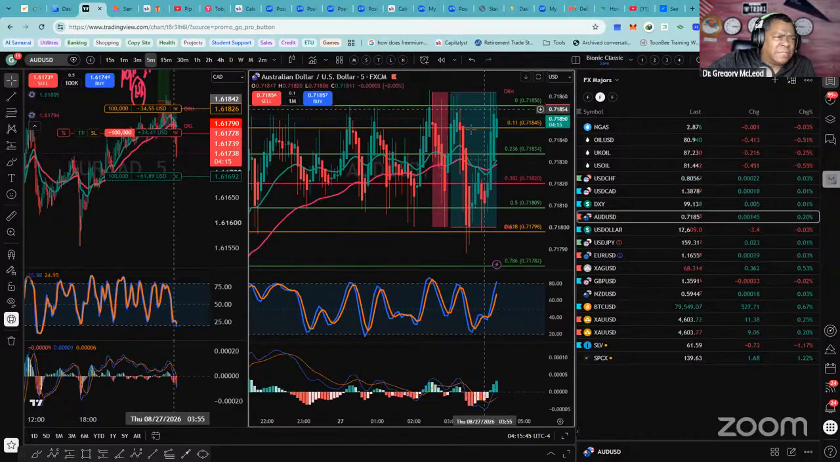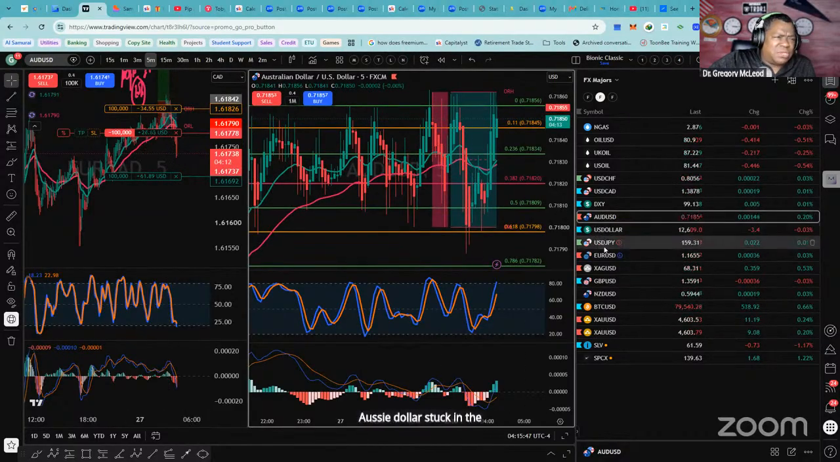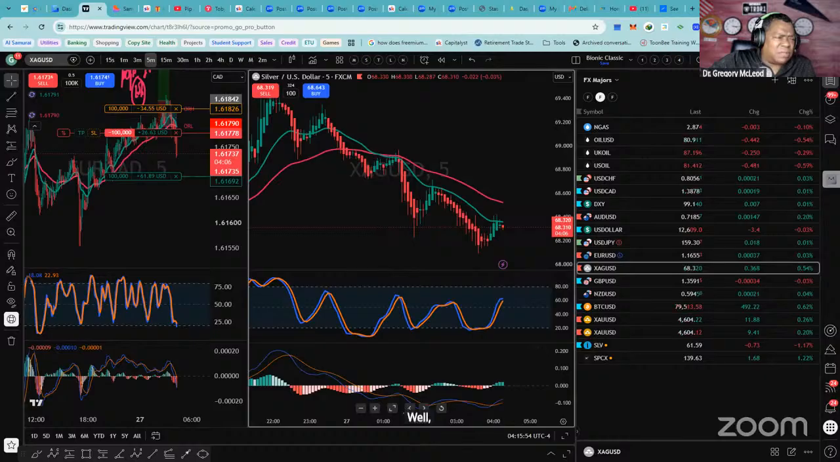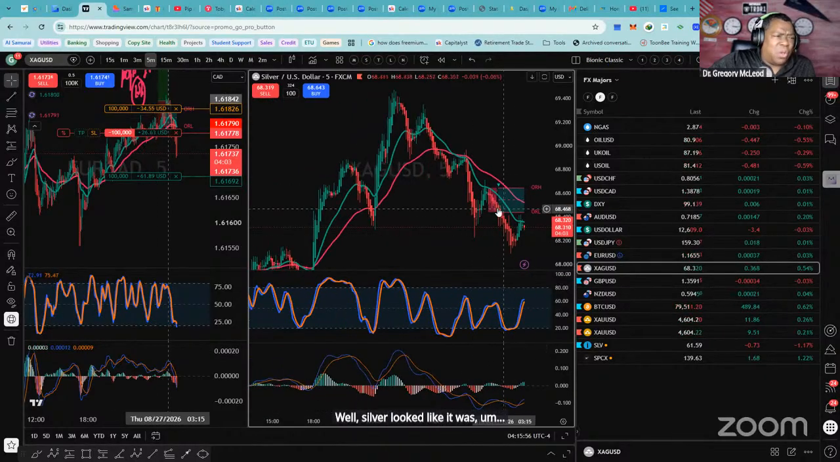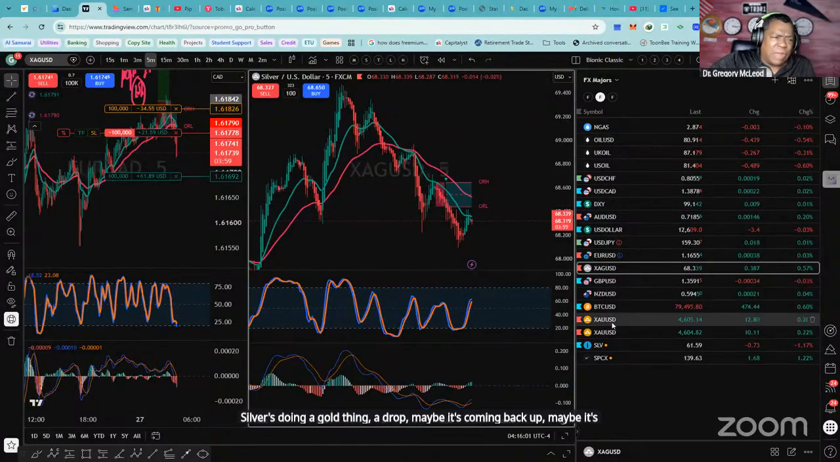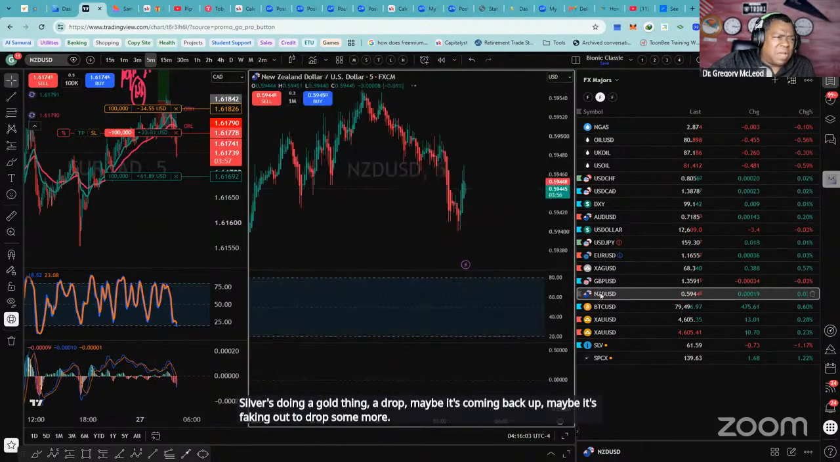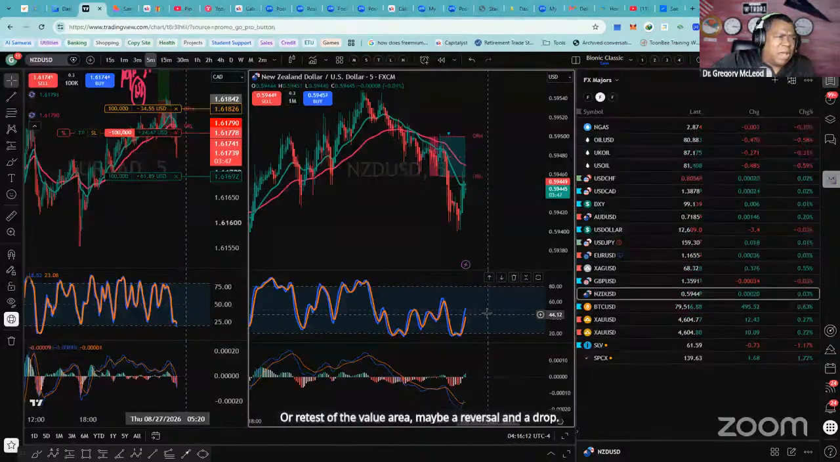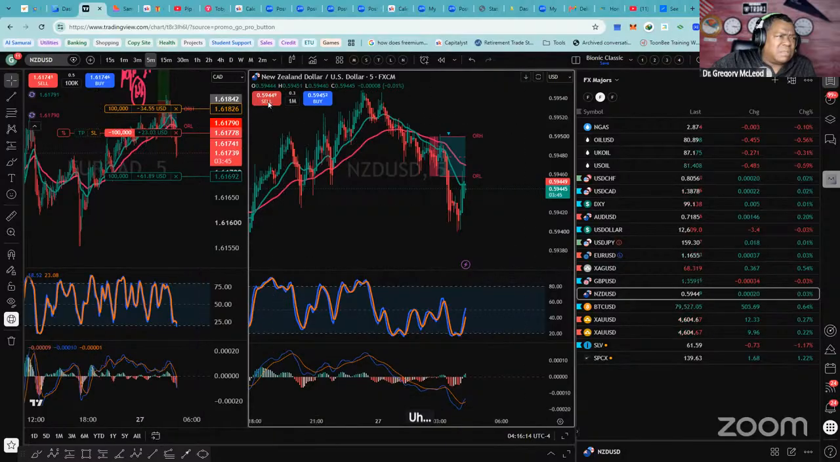Aussie dollar stuck in a range. Silver, oh, silver looked like it was on. Silver is doing a gold thing. It dropped. Maybe it's coming back up. Maybe it's faking out to drop some more. Kiwi dollar, a retest of the value area. Maybe a reversal and a drop. That might be interesting there, right?